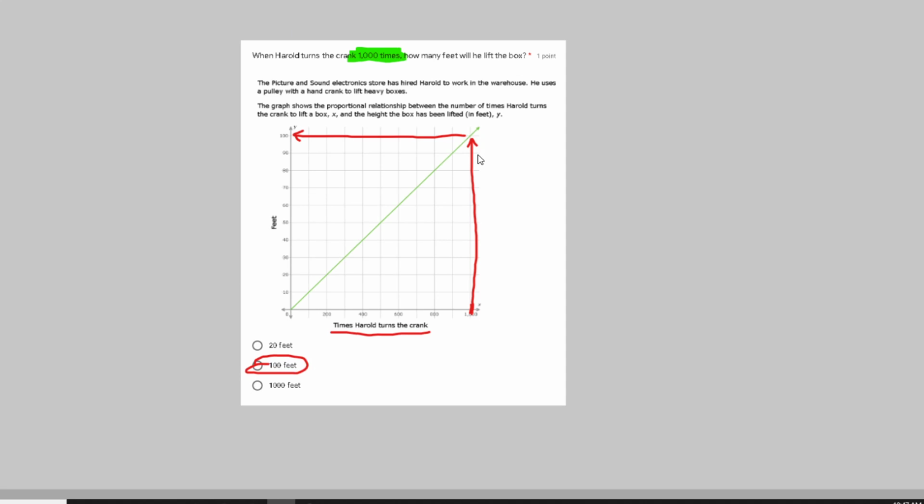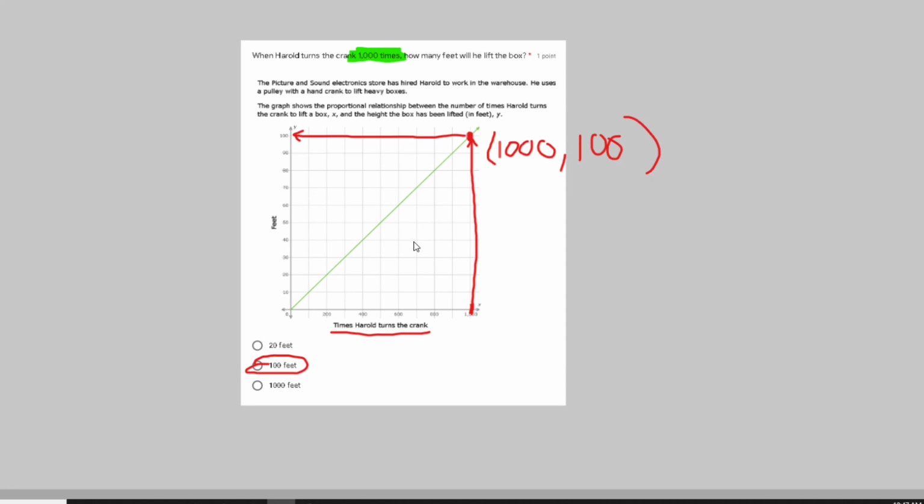Okay? And really, what we're doing when we do this is we're finding the y coordinate here. So the coordinate of this dot right here on the line would be 1,100. So if you plug in this coordinate into whatever the equation is, you would find out that that works.